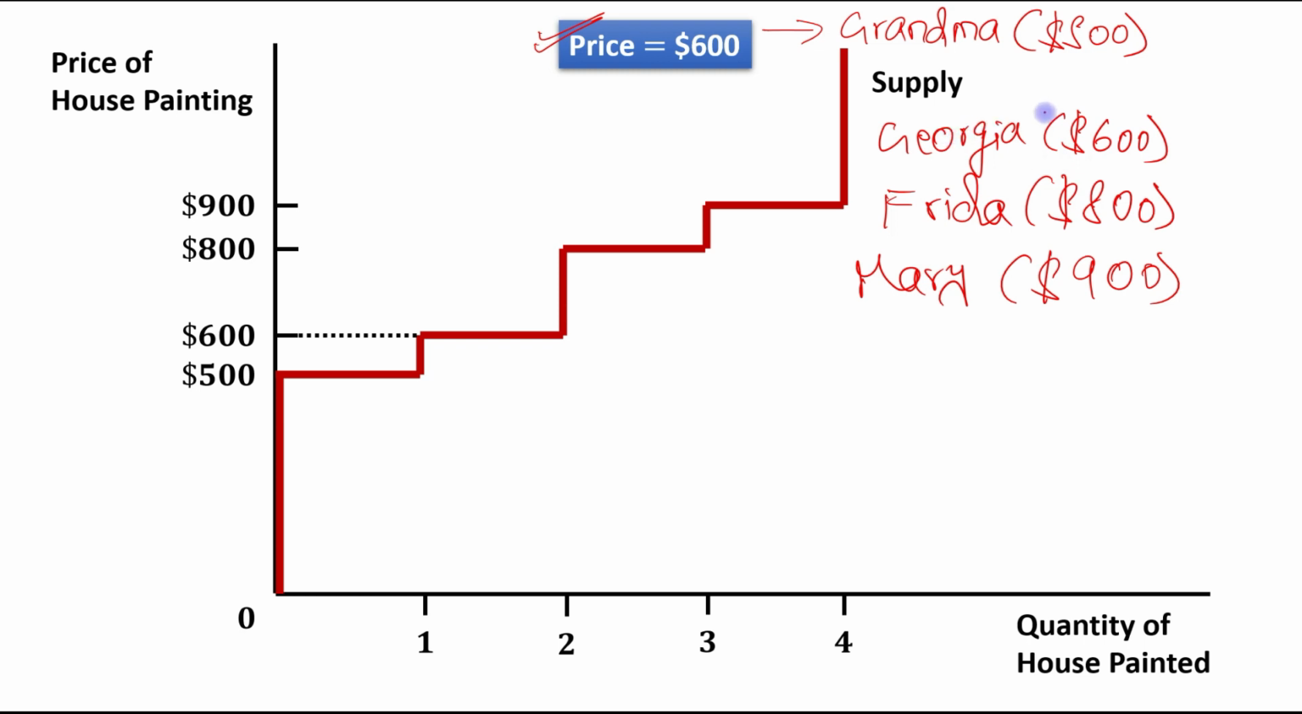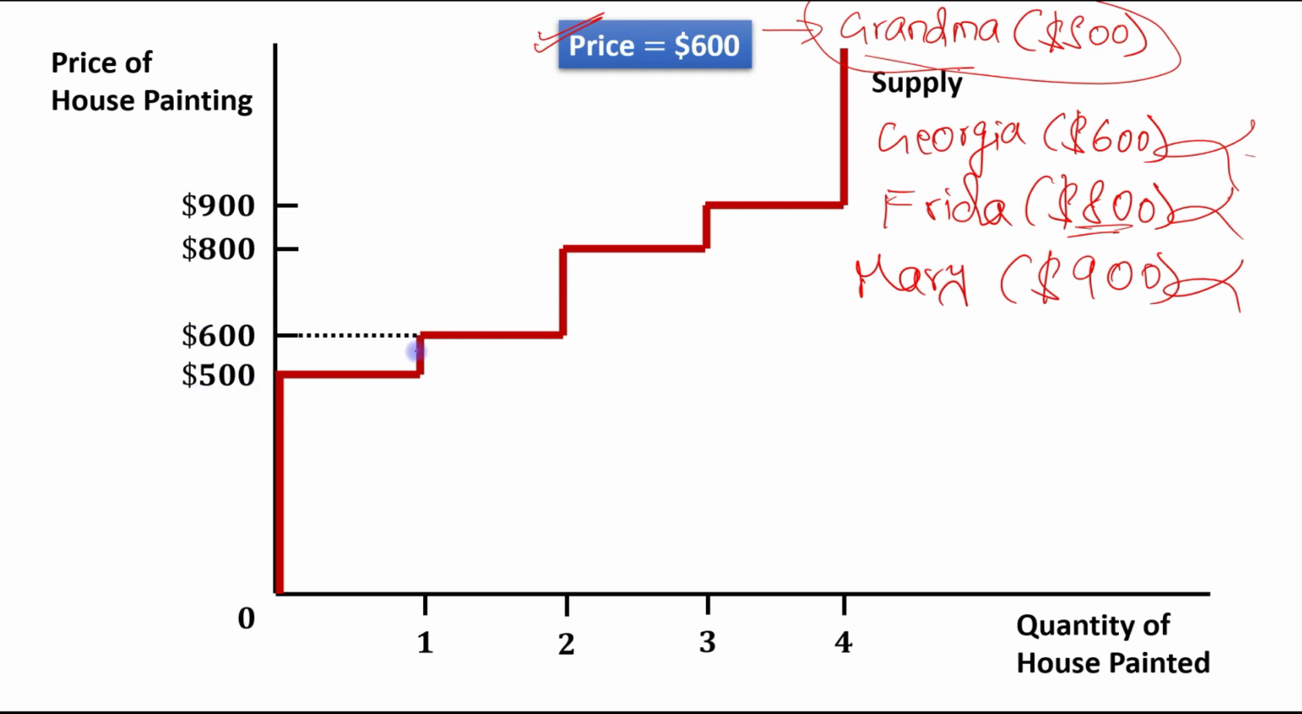Basically, if the price offered is slightly less than $600, then Georgia will leave the market. Frida's cost is already $800, so the lowest price that Frida would accept is more than the price offered. Frida will also leave the market, and Mary will leave the market. So there will be only one seller in this case, that is grandma.